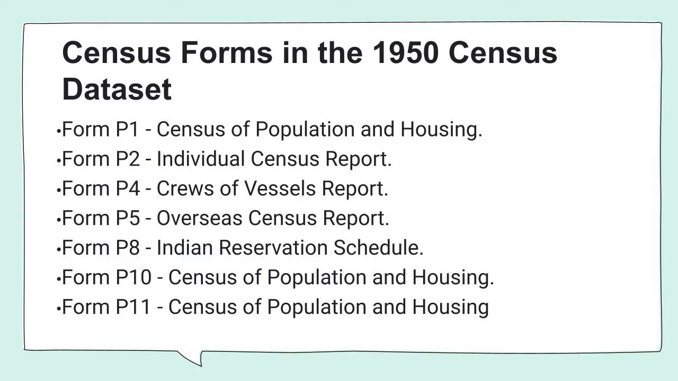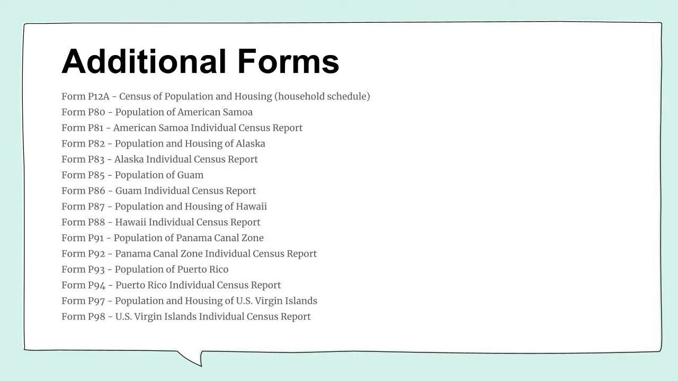We're talking about merchant marine ships. We're talking about American flag ships. Form P5 specifically refers to military people overseas or civilian contractors working for the military overseas. So again, whether it be in Europe or Japan or the Philippines or any place else, that's what that was for. The V8 was the Indian reservation schedule, and P10, 11 were different forms for that particular census that were used elsewhere. But there are others.